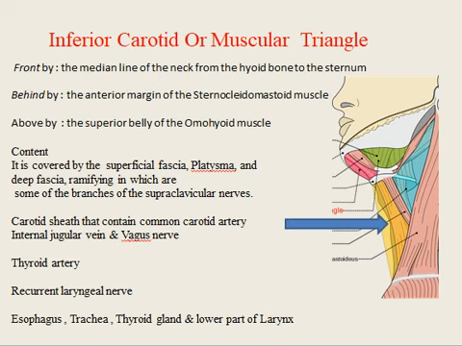Important structures lying in this space are: in the carotid triangle are the carotid sheath that has the common carotid artery, internal jugular vein, vagus nerve. One important thing that I want to tell here: on the right side of the neck, the internal jugular vein lies lateral to the carotid artery. On the left side, the vagus nerve lies between the common carotid artery and the internal jugular vein.